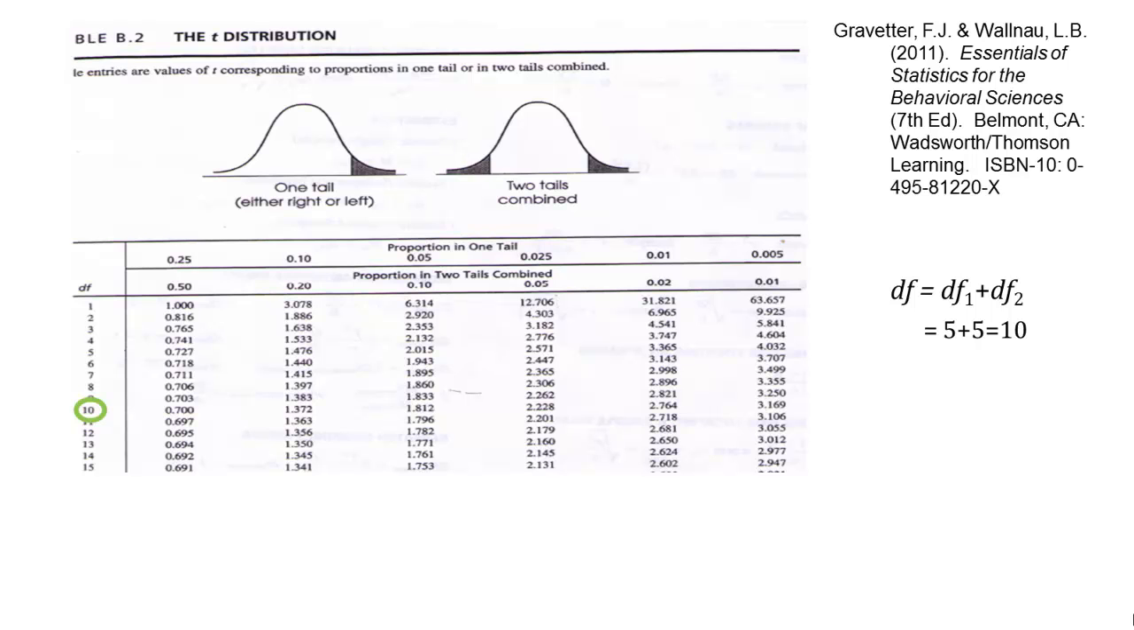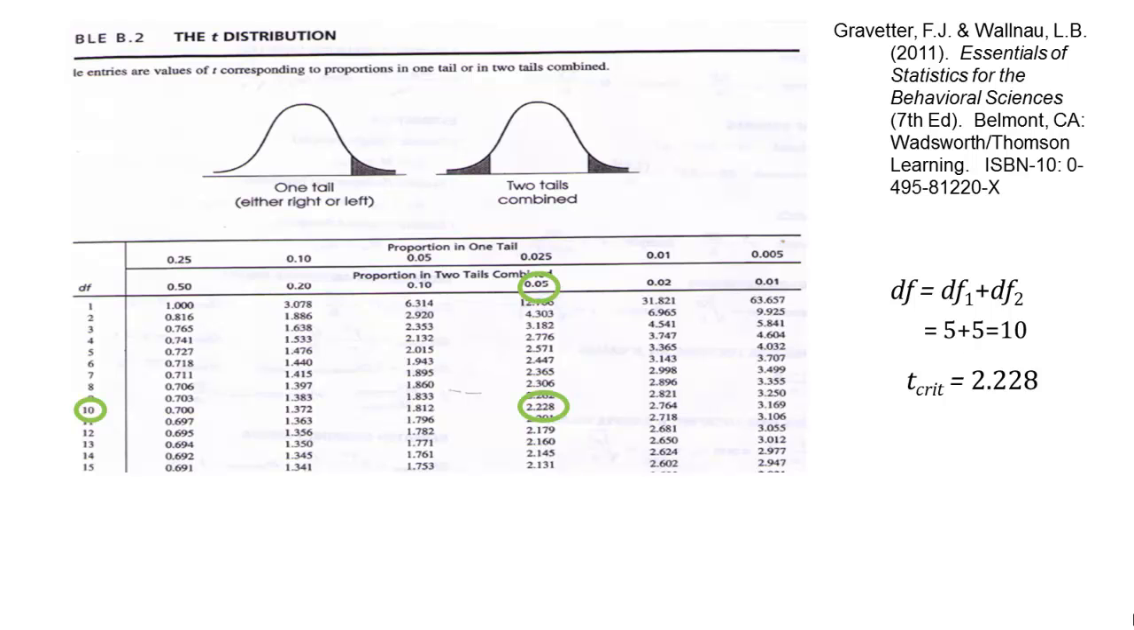Now we need to figure out which column to be in. Unless otherwise specified, you can always assume that it's a two-tailed test with a p level or an alpha level of 0.05. That's the default kind of test that we always do. Alpha of 0.05, two-tailed test. So we need to be in this column. And if you put your fingers together and run one finger down and one finger across, you end up with a t-crit value of 2.228.